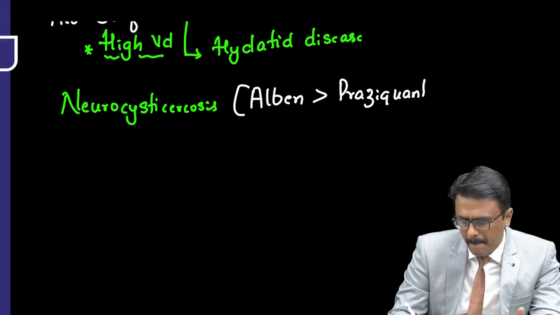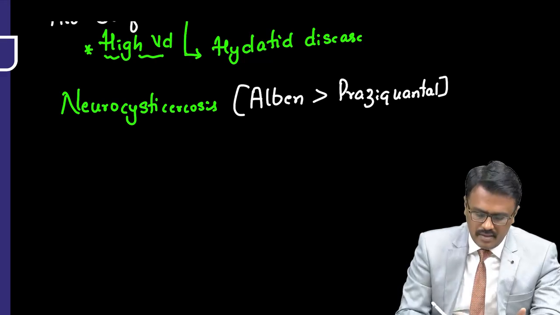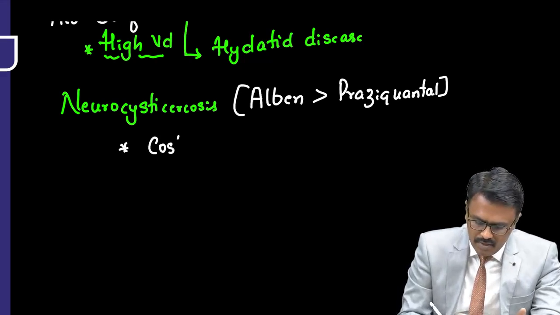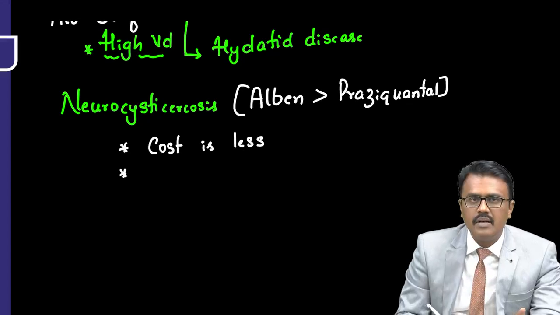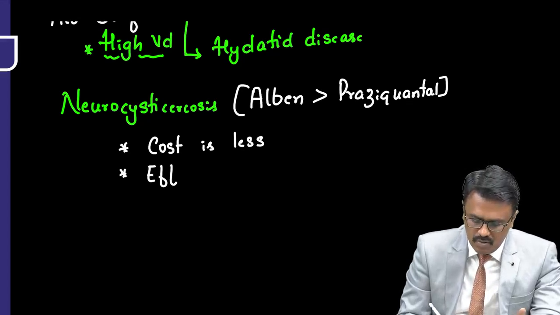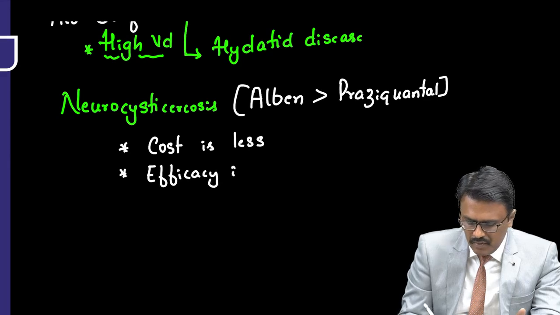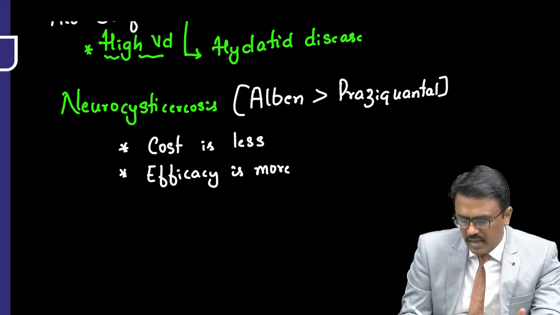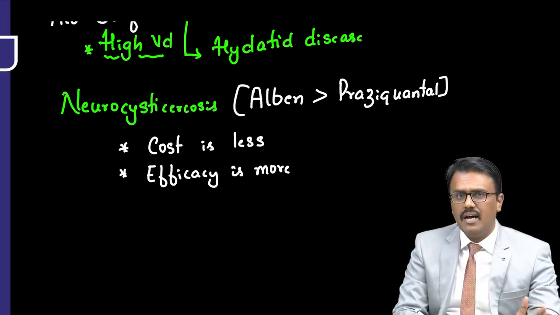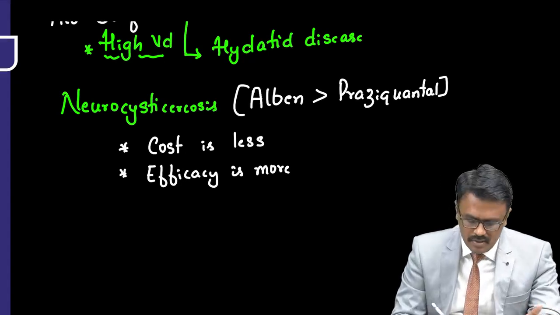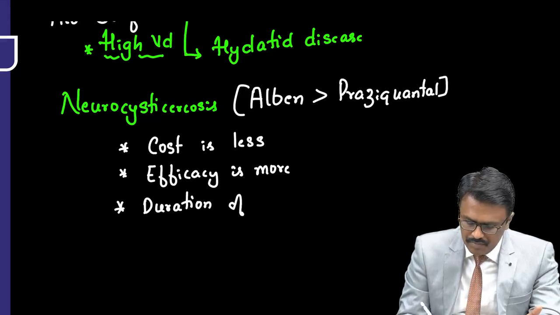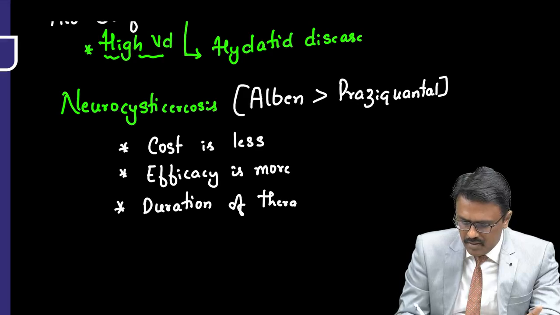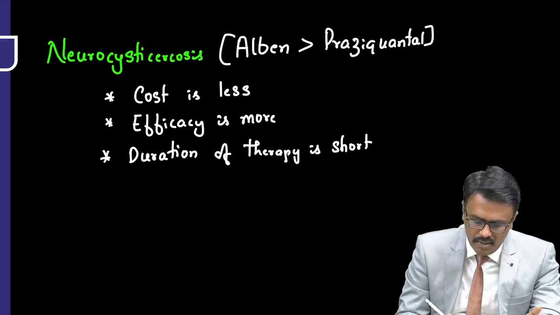The reasons are, when you prescribe to the patient, cost has to be considered. Cost is less and efficacy is more. And the duration of treatment is lesser in albendazole. Praziquantel you have to give for a long period. Duration of therapy is short compared to praziquantel. That is an additional point.